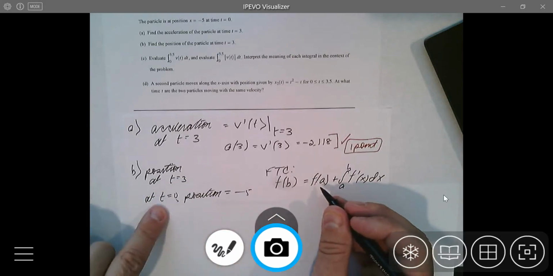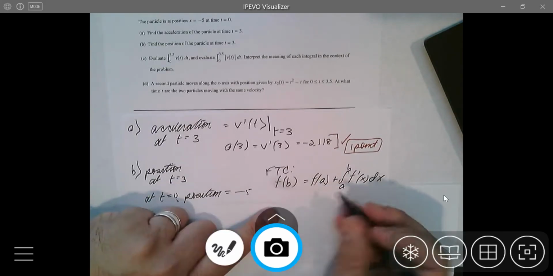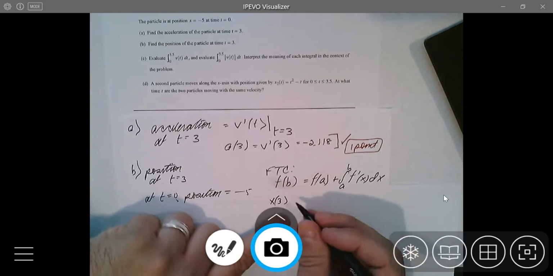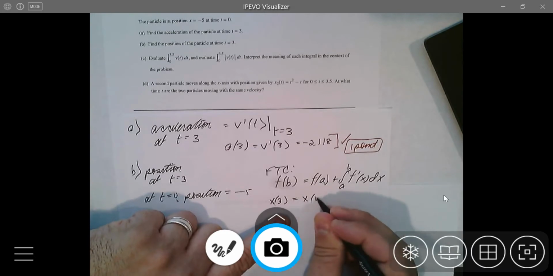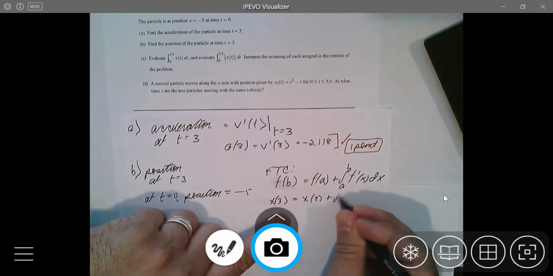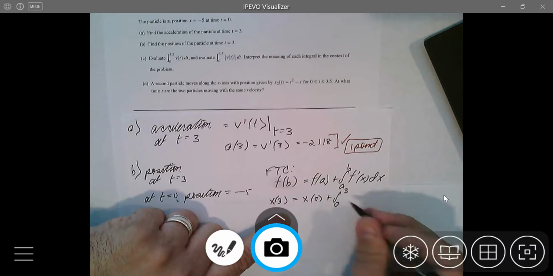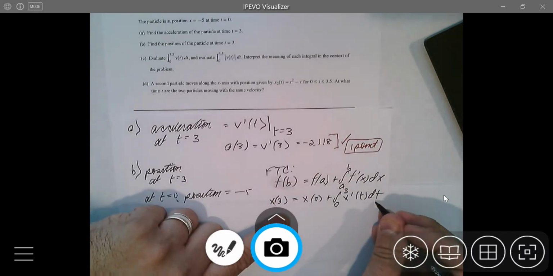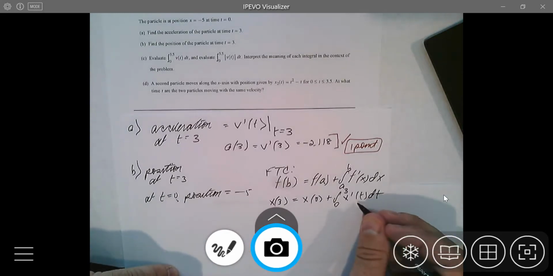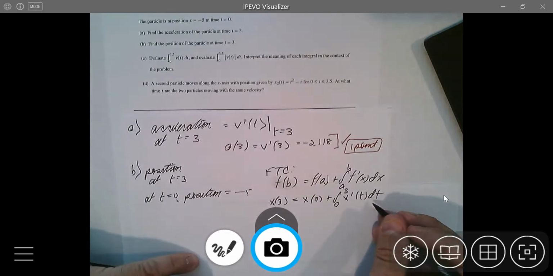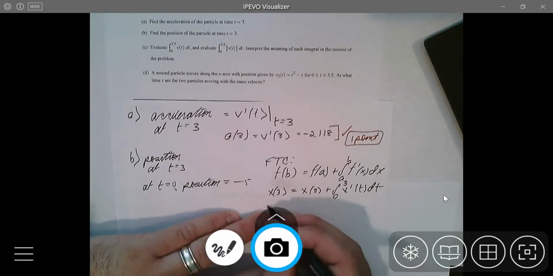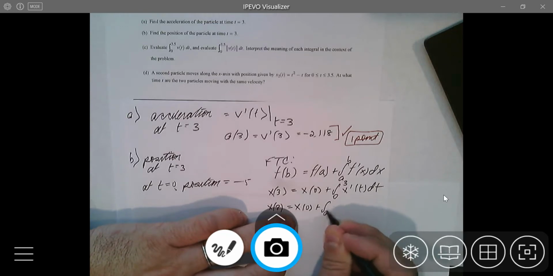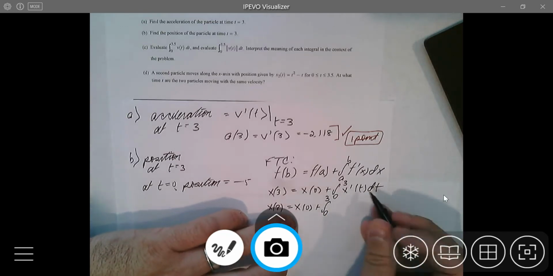We know the position of the particle at time t equals 0. I want the position, and we normally use x for position. The position at time 3 is the position at time 0 plus the integral from 0 to 3 of the derivative of the position function with respect to t. Sorry. Well, let's keep going. The position at time 3 is the position at time 0 plus the integral from 0 to 3.